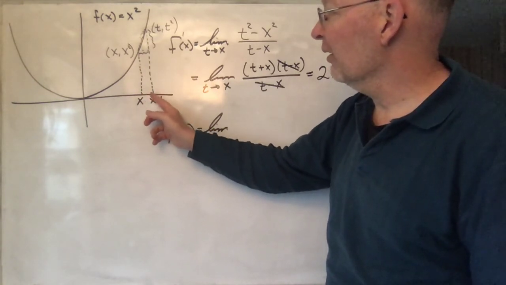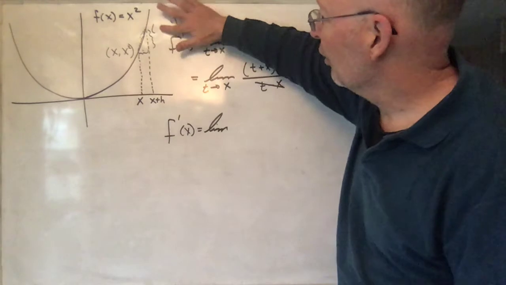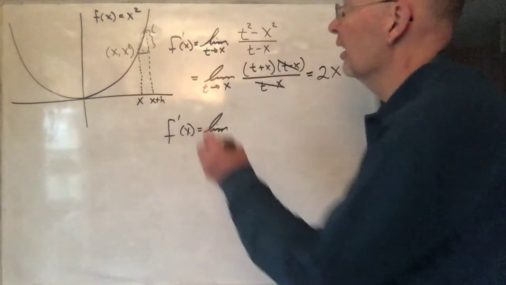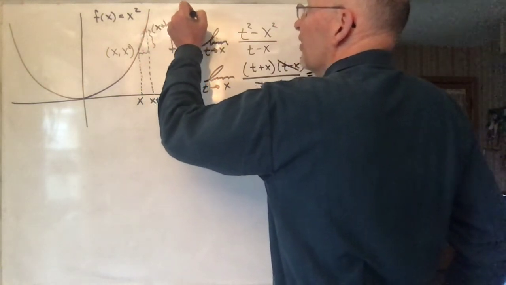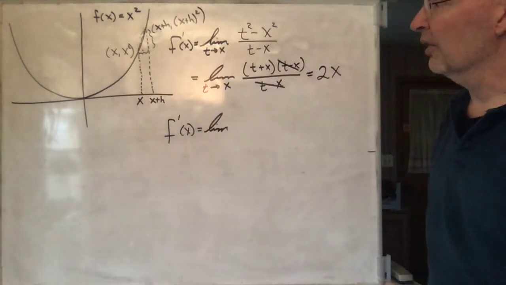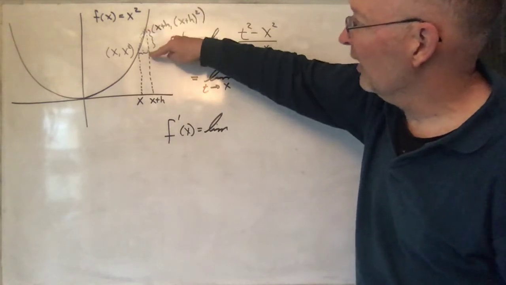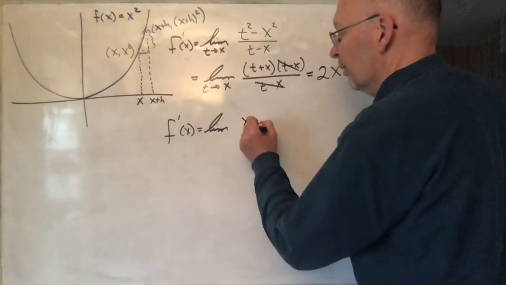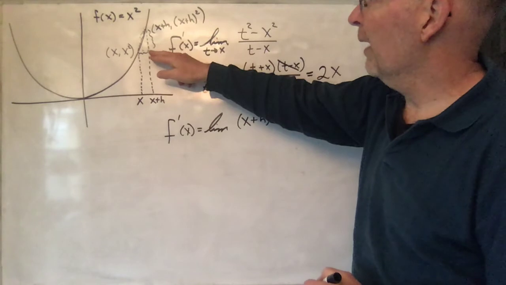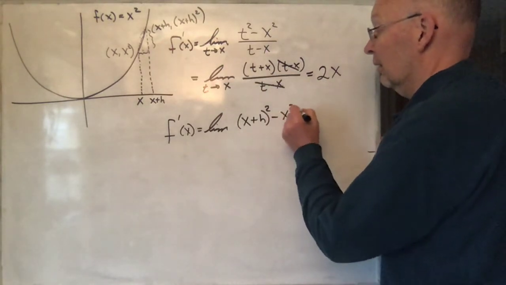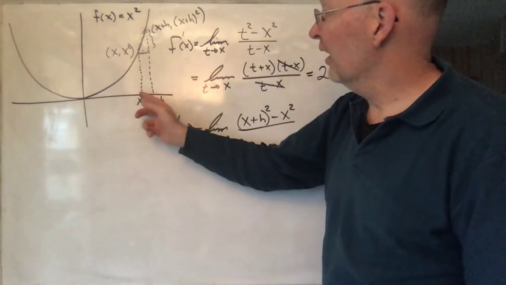h will be a small number, and that'll either be over here if h is positive or be here if h is negative. So now the coordinates of this point are x plus h, comma, quantity x plus h squared. There are the coordinates of that point. So now what do we do? We do exactly the same thing as before. We take this value minus this value. So it's going to be x plus h, quantity squared, that's this y value, minus x squared, all over the change in the x values down here on the x-axis.